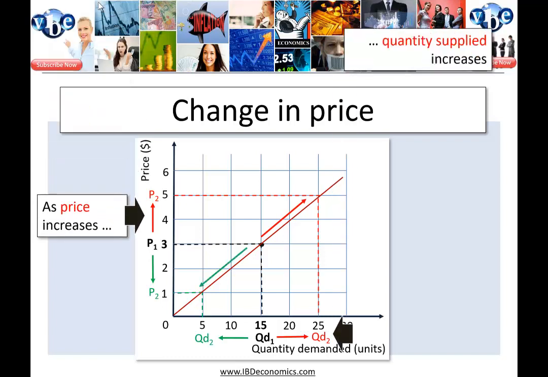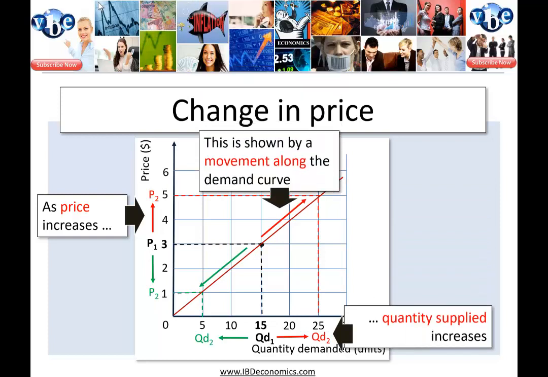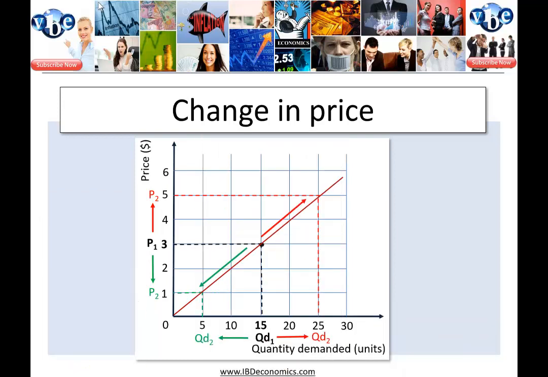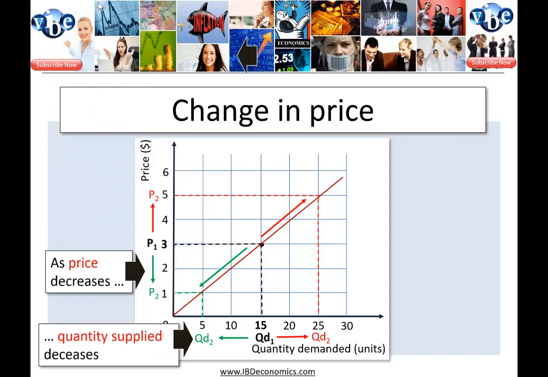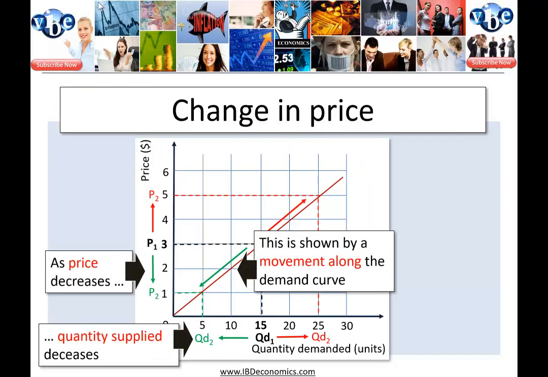So here we are. As price increases, quantity supplied increases, the law of supply, and this is shown as a movement along the supply curve. And conversely, as price decreases, then the quantity supplied decreases. And again, a movement along the supply curve.